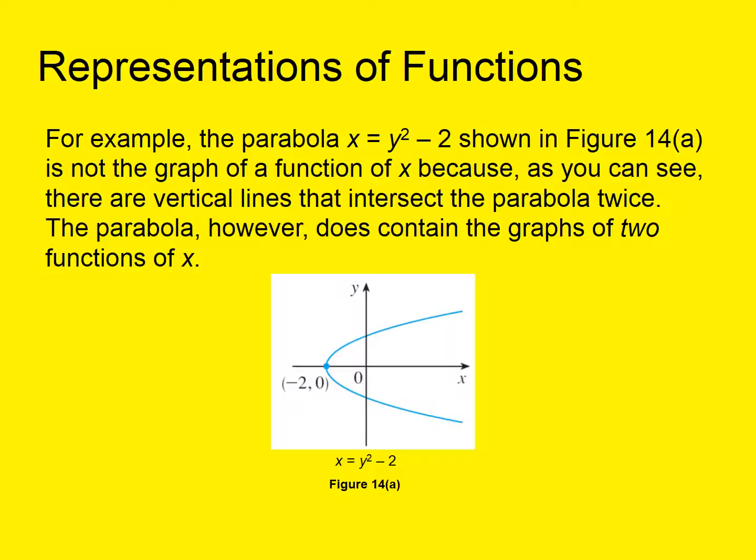We could look at a sideways parabola. Here's a curve in the plane. It relates x and y, and that thing's going to fail the vertical line test. We can see the y-axis does exactly that. And so we don't have the graph of a function. The parabola, however, does contain the graphs of two functions of x. If we consider just the top half of the parabola, that would be the graph of a function, or just the bottom half of the parabola, that could represent a function.